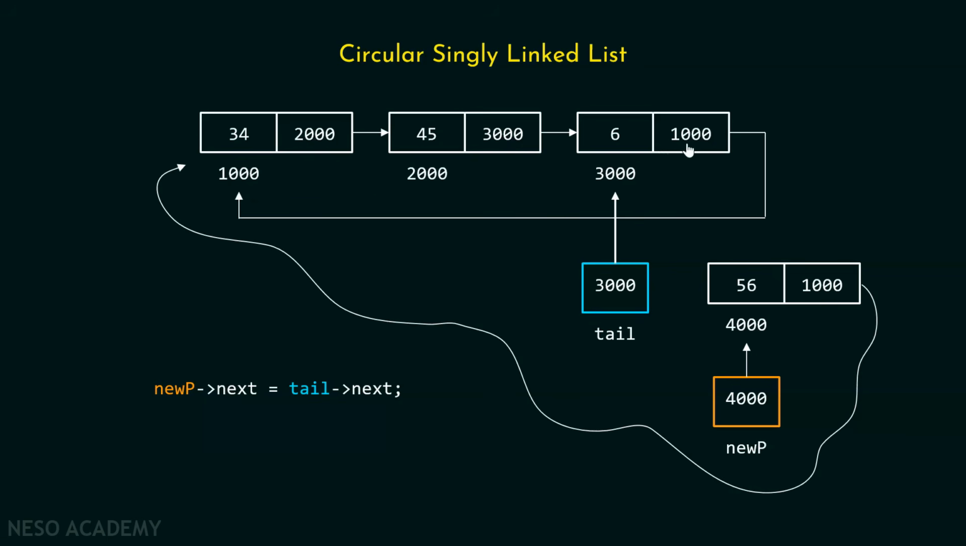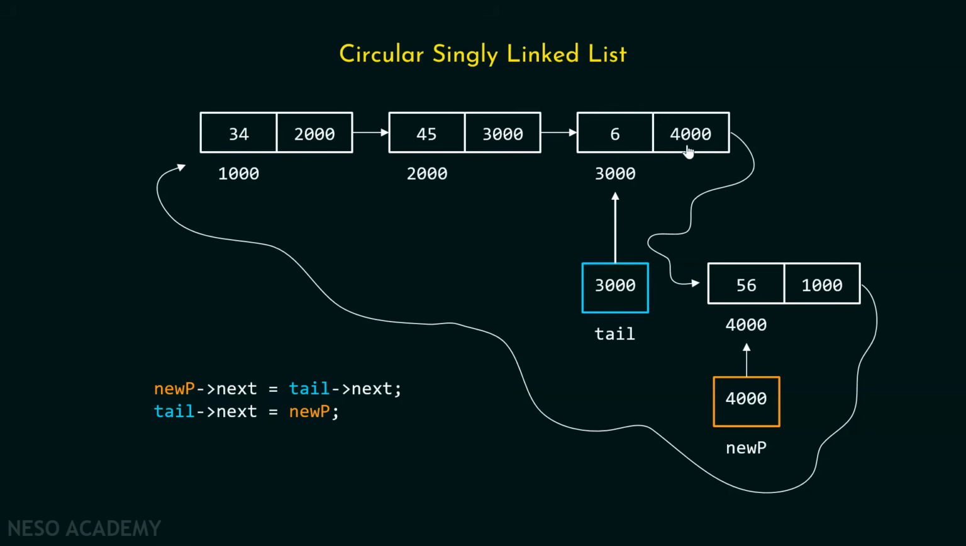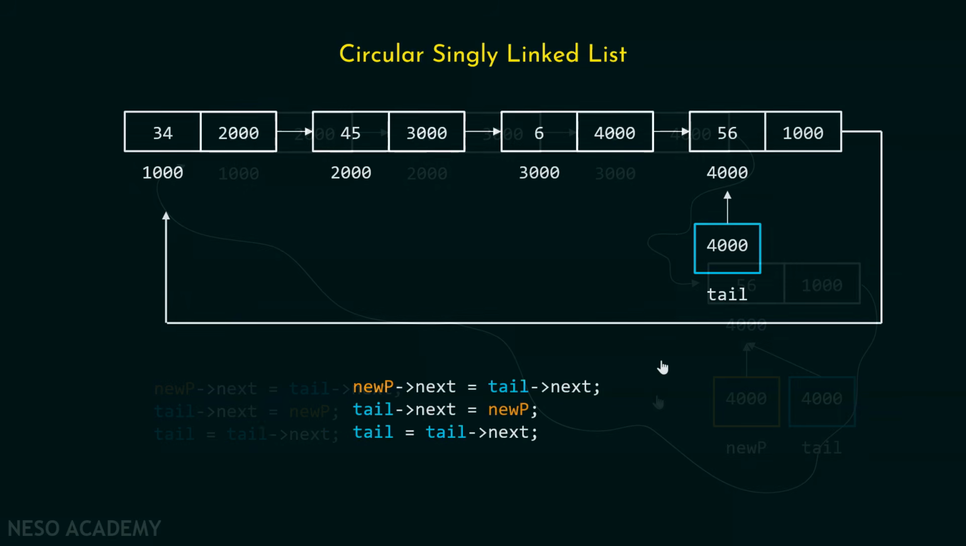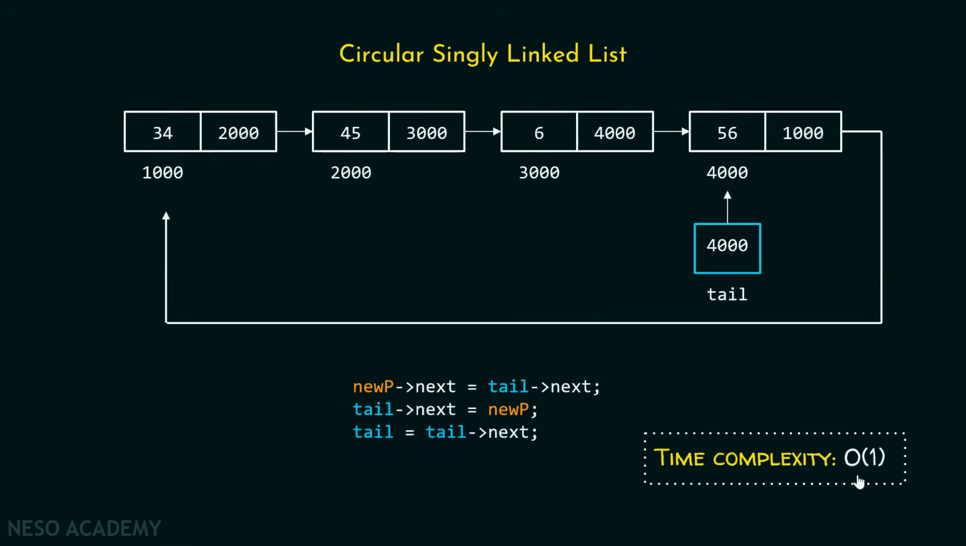After this, we must update the next part of this node so that it can point to this node. For this, we will use this line of code, tail->next = newp. This will update the link part of this node and it will make the change over here. After this, we will put this line of code so that our tail pointer must point to this node, because this is the new last node of this list. So after this line of code, tail will point to this node. So this is the resultant linked list so obtained. We can add a new node at the end of this list by using these 3 lines of code. And that's it. The time complexity in this case is O(1).